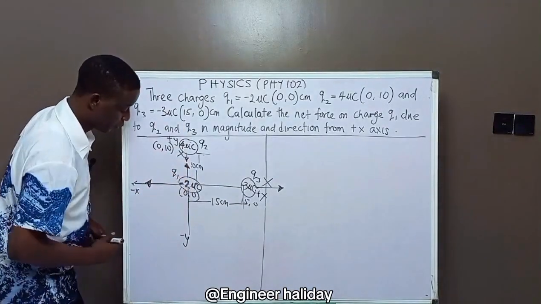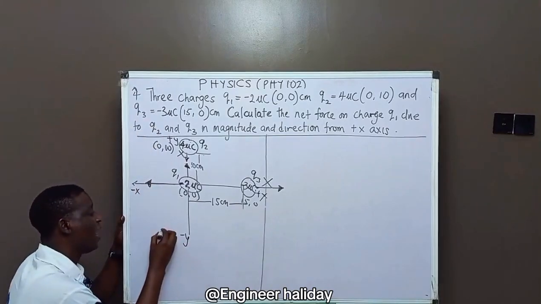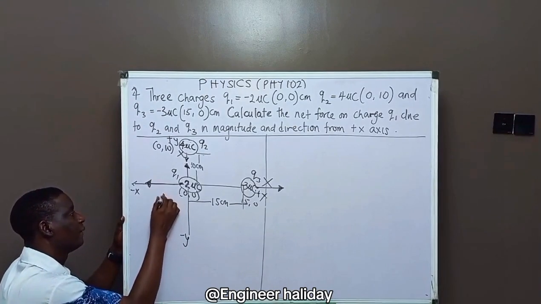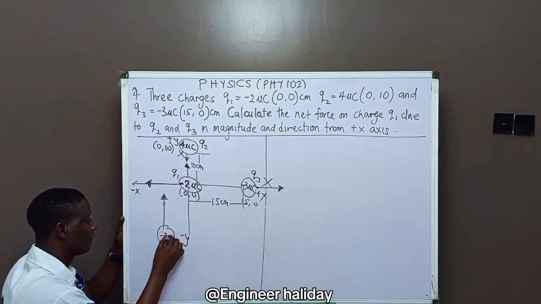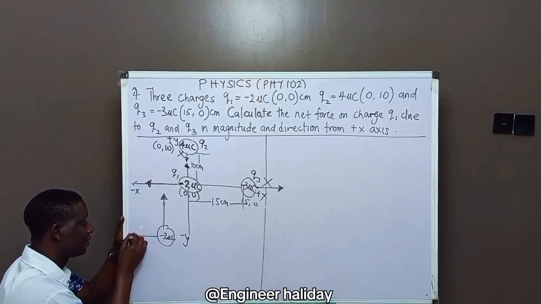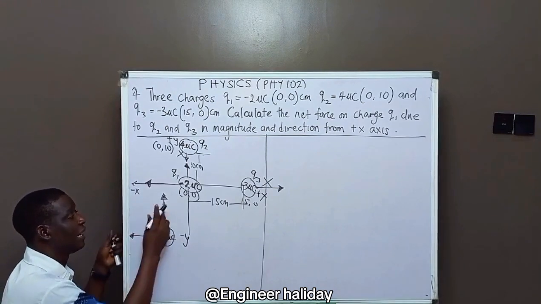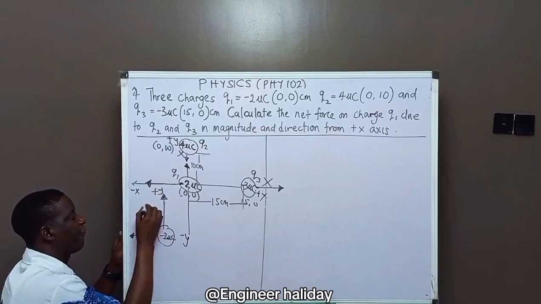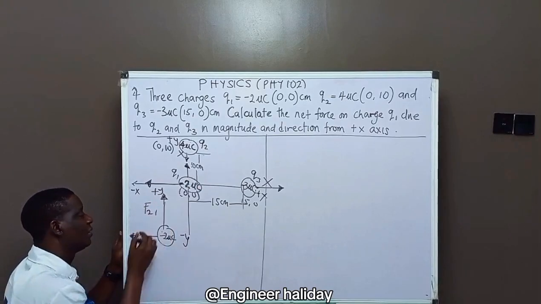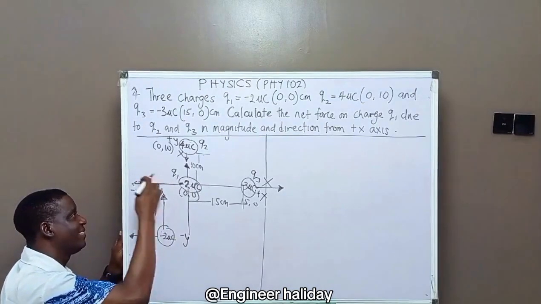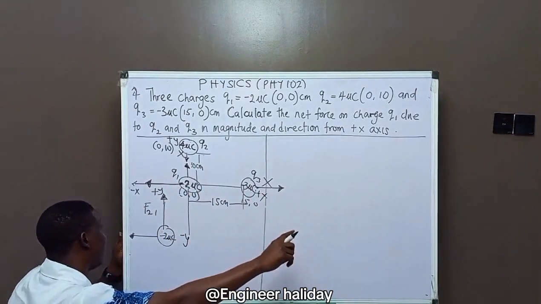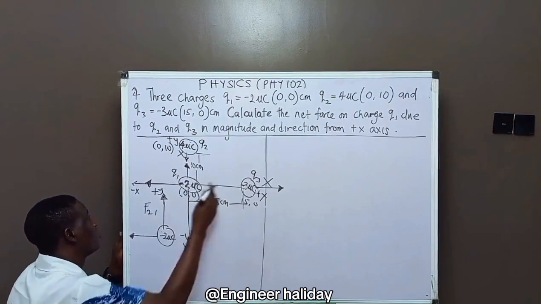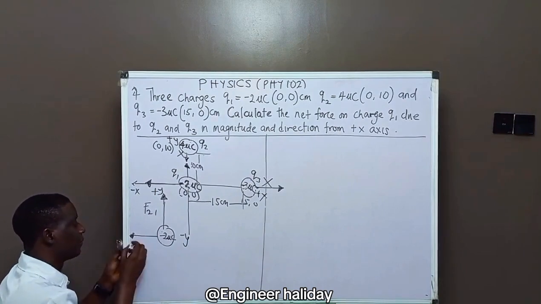This attraction. So if you draw it now, we are going to have one arrow on the minus 2 microcoulombs going up like this, and one like this. Let's call the one that goes in the positive y direction F21. We are not interested in that one, though we repel that. This one also repels in that way, but we are not interested in that. Let's call the one between this one and this one F31.